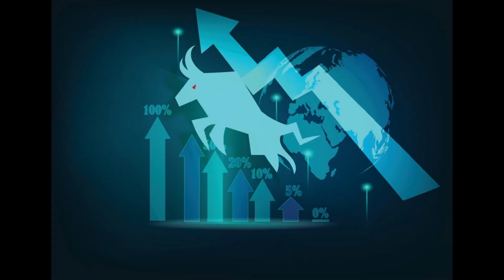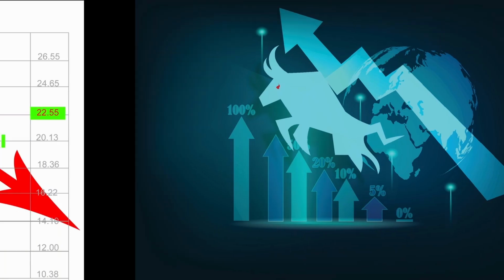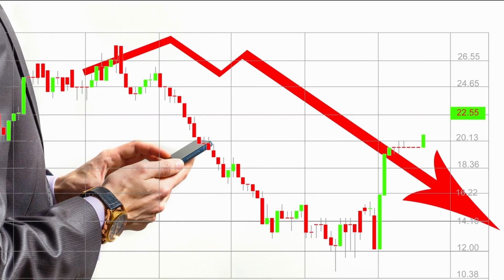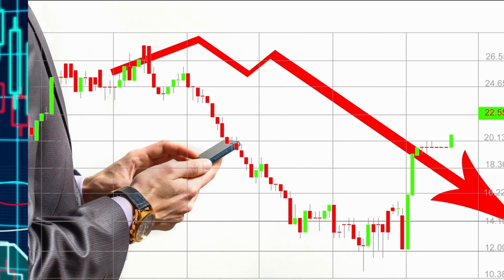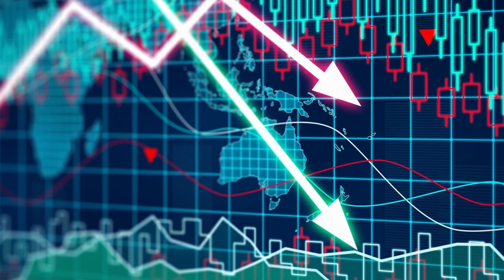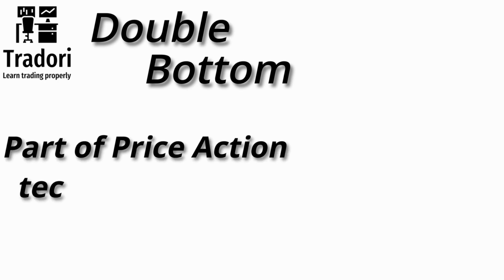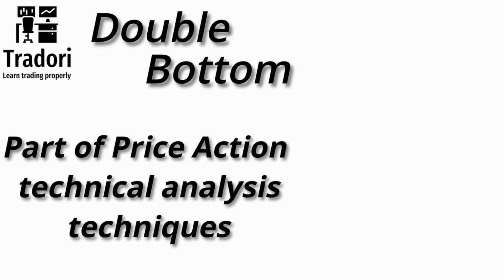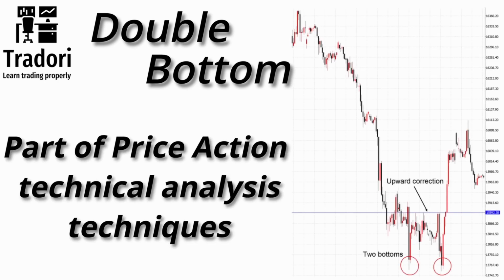The double bottom pattern is a bullish reversal pattern, because the pattern is initiated by a downtrend and finalized in an uptrend, and occurs mostly at the bottom of a downtrend. The double bottom chart pattern belongs to the price action technical analysis techniques. The pattern is characterized by forming two bottoms located approximately at the same level.